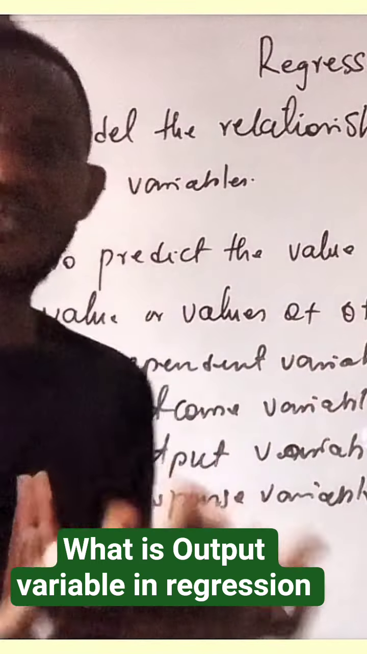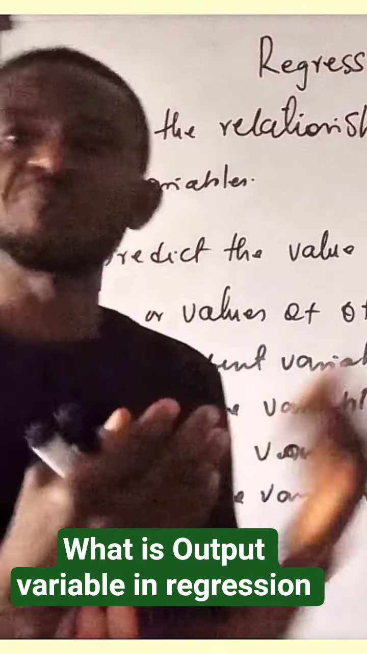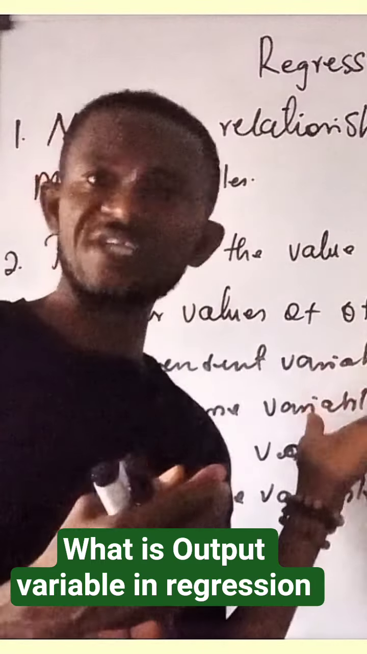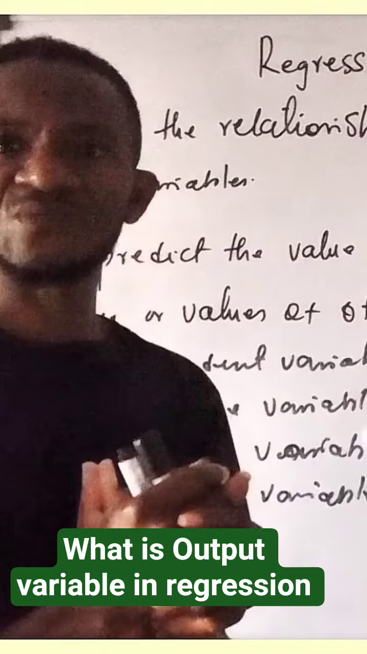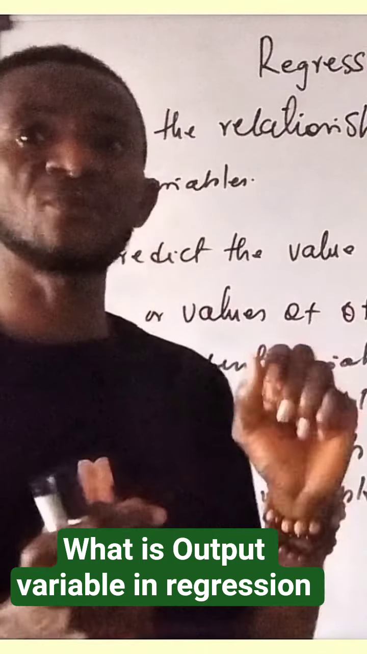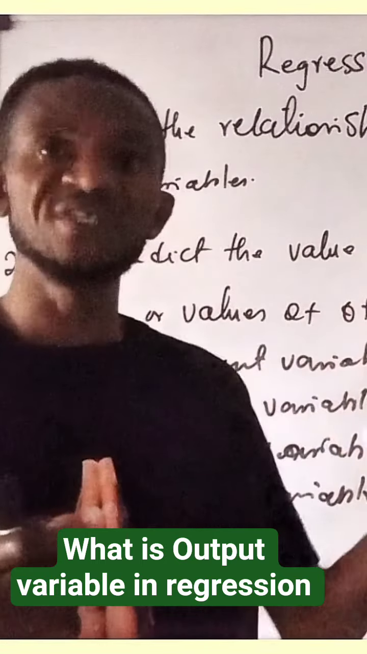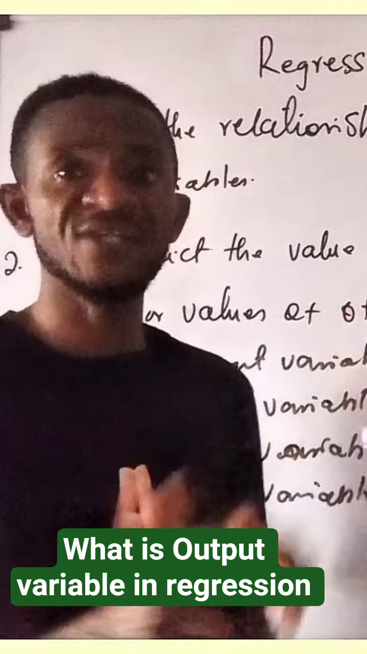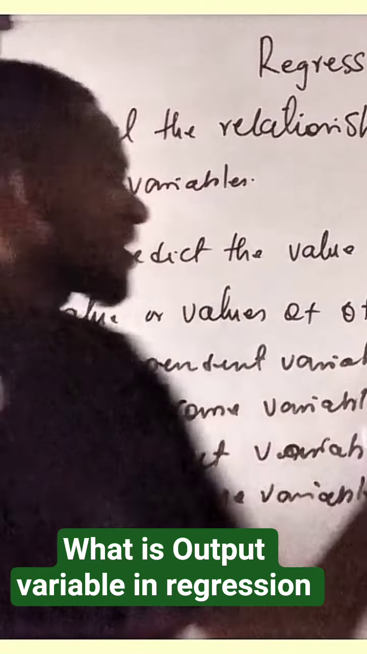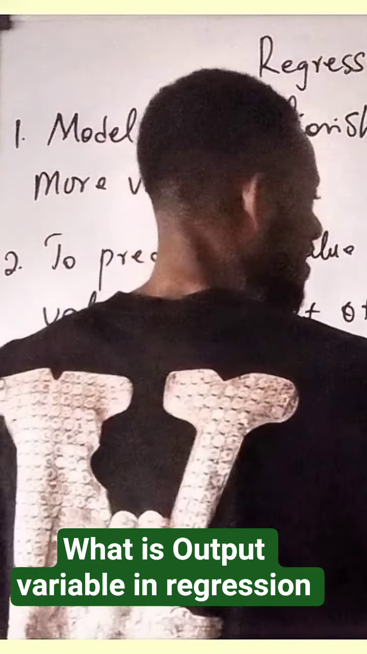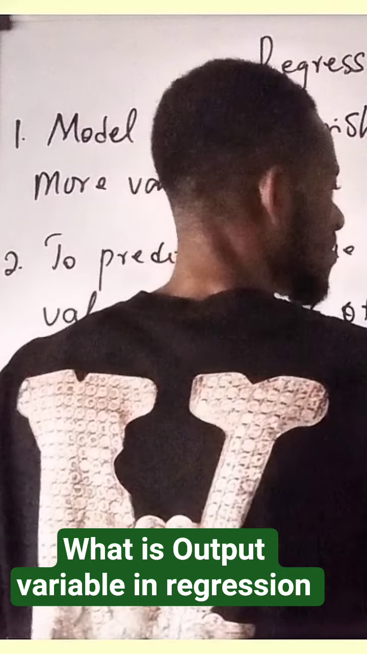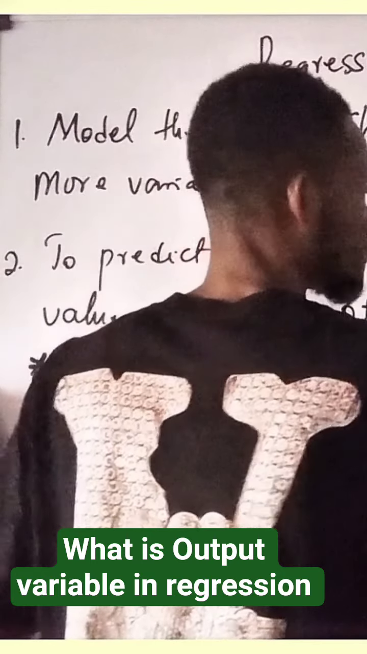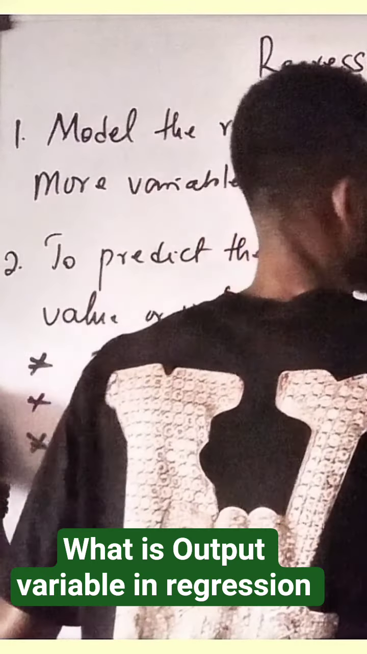And then we talk about the other variable that we use to predict this outcome variable. Of course, we call those variables that we use to predict other variables in regression analysis the independent variable. It can be called the independent variable.